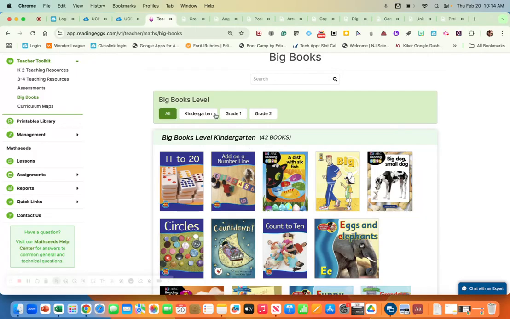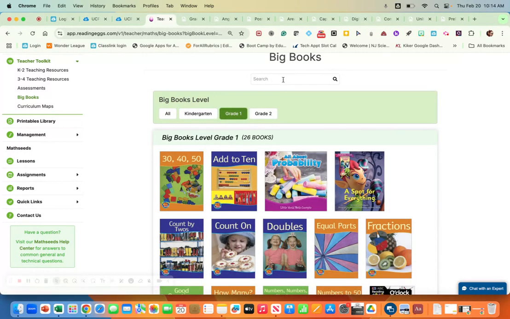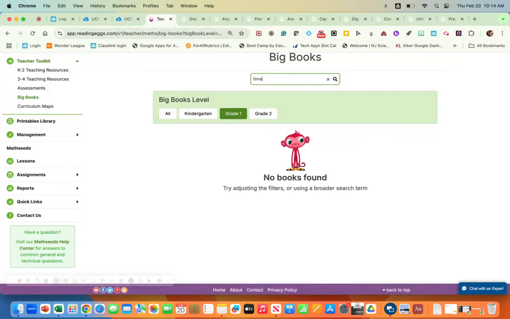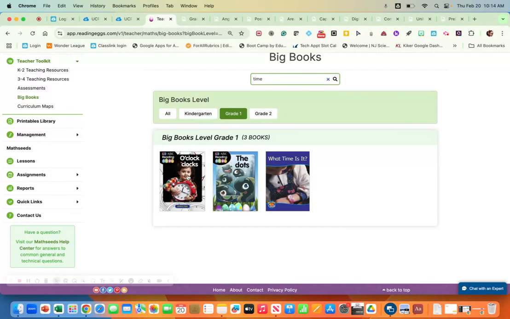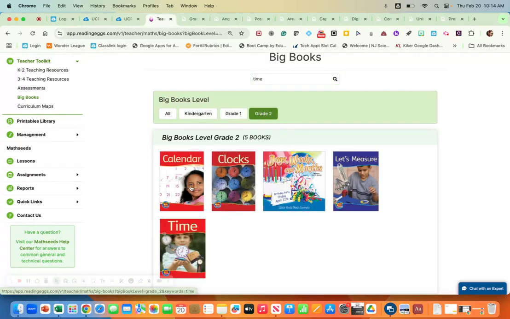There's levels, kindergarten, 1st grade, and 2nd grade. You can see them all. You can choose by grade level. And you can also, if you wanted to, type a topic, like maybe time. There's a clock book, what time it is. So you see that's for grade 1. You might see if there's anything in grade 2 for that specific skill. So you can do it either way.